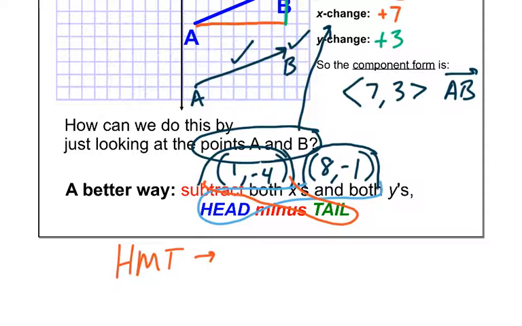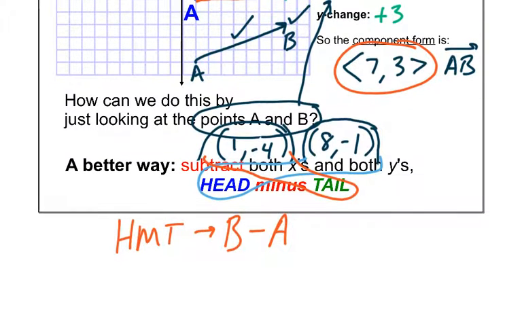You're going to literally take the head coordinate, which was B, take that coordinate and subtract the coordinate from A. Watch what happens. We know that we should get 7, comma 3 over here, right? That's my component form. Well, let's try it using the actual coordinates.